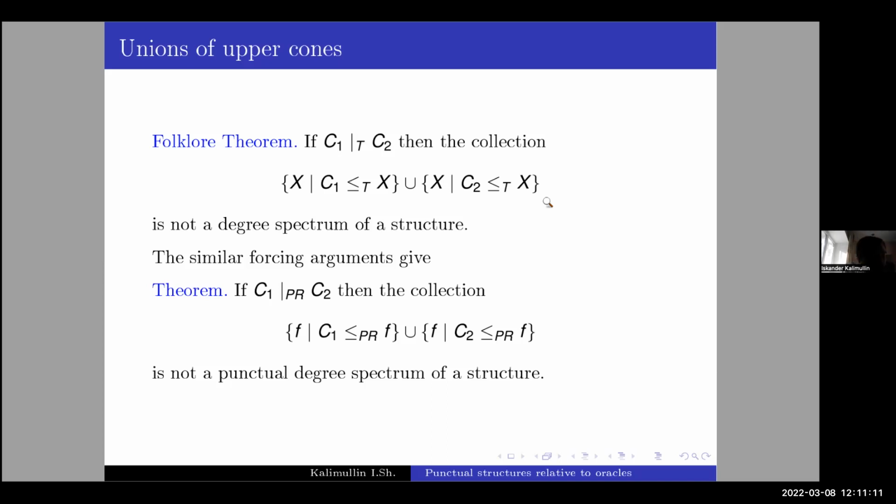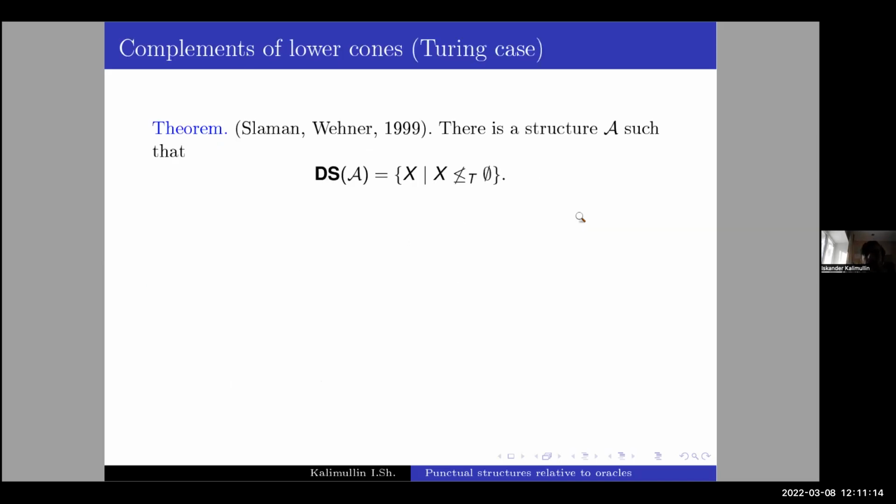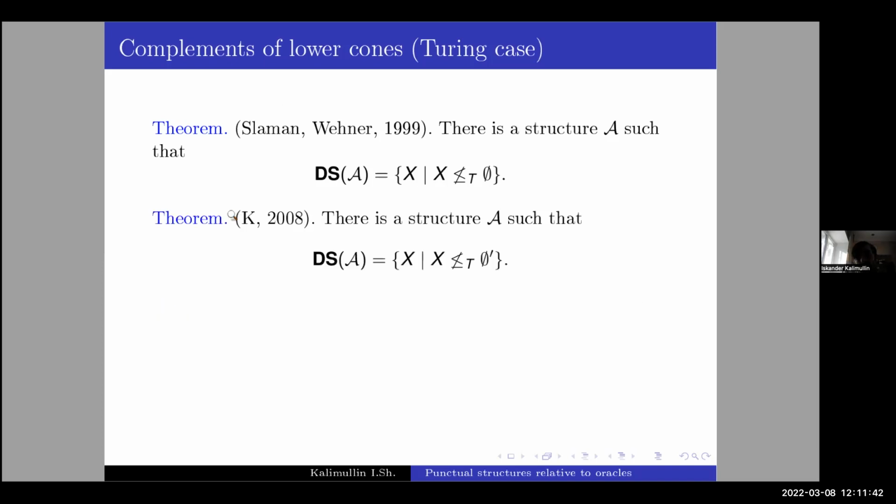And now I will speak about the complement of lower cones. There are also results in that direction. First, of course, this is a well-known result of Slaman and Wehner about the degree spectrum of all non-recursive oracles. This is a structure which is computable in all non-recursive oracles. This theorem was adapted for other complements of lower cones. It's my result from 2008. So it's a complement of 0 prime.